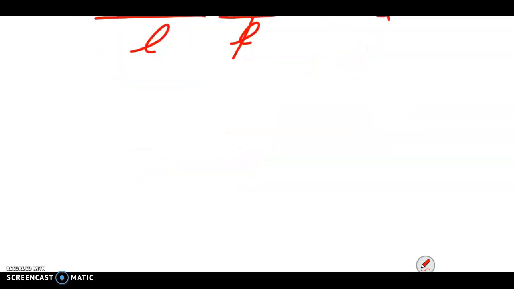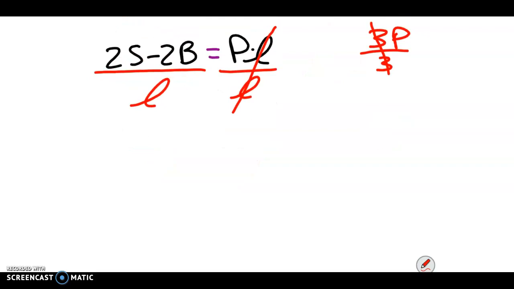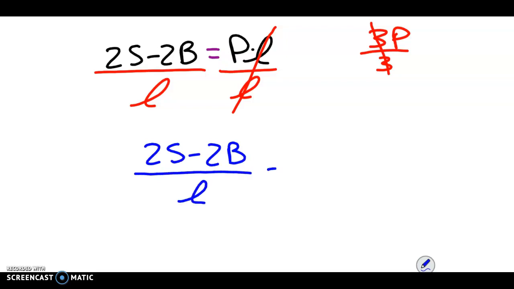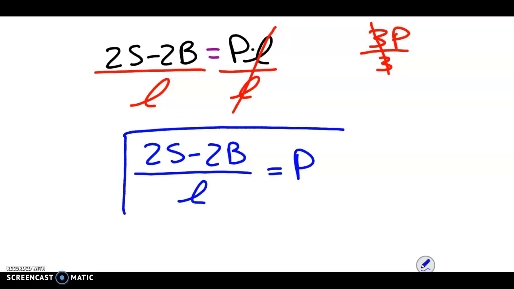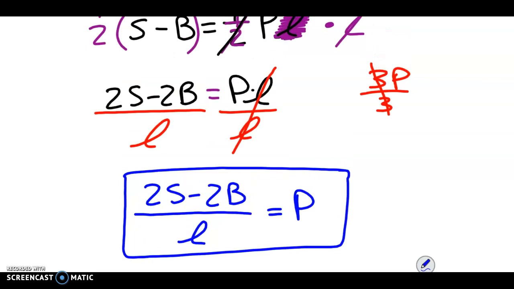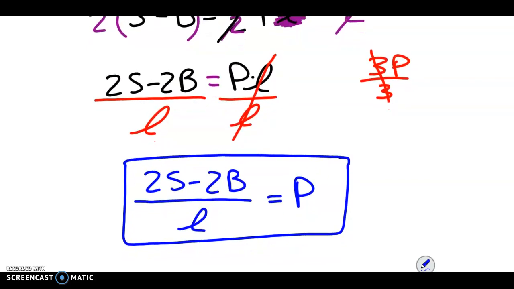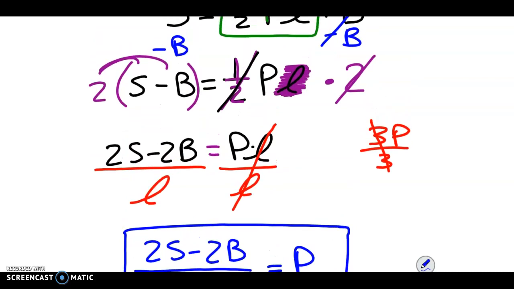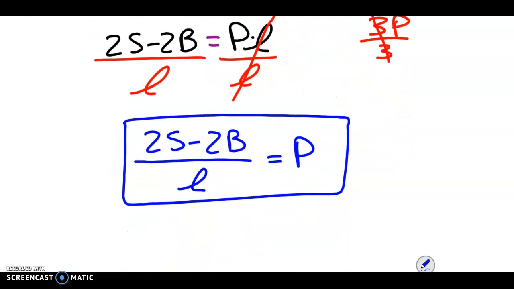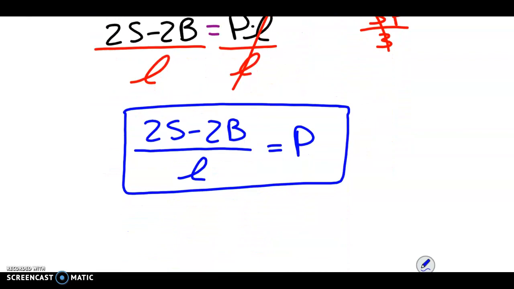So what you're going to see here for your final answer is 2s minus 2b all over L, because I can't simplify any further, is equal to p. That's going to be your final answer. Again, these answers are going to look messy, but it's just because we don't know what all these variable terms represent. I follow the same steps I would if there were numbers involved. I just can't combine these terms because none of them are like. An S, a B, and an L for variables represent three different things. We can't combine them. Right?